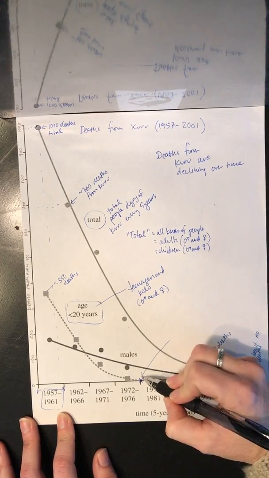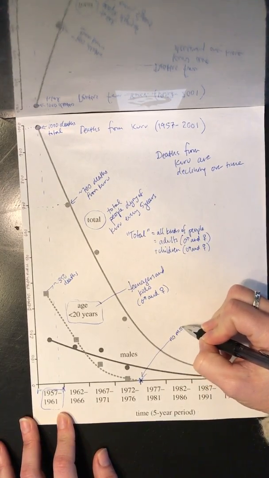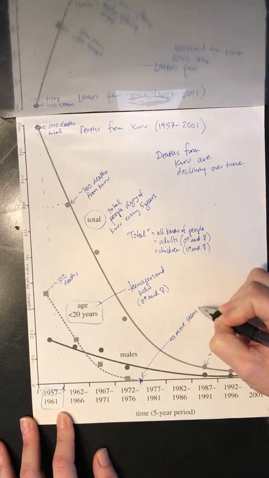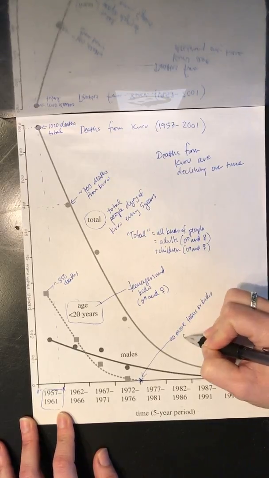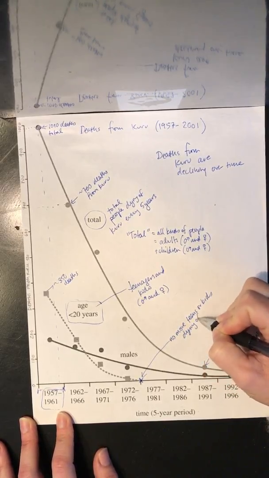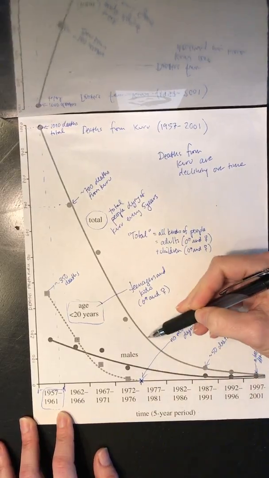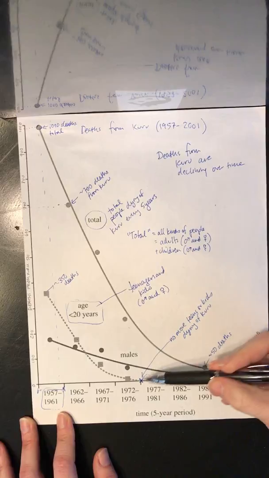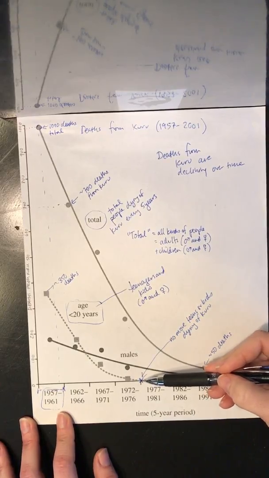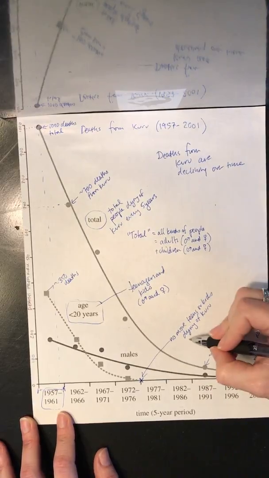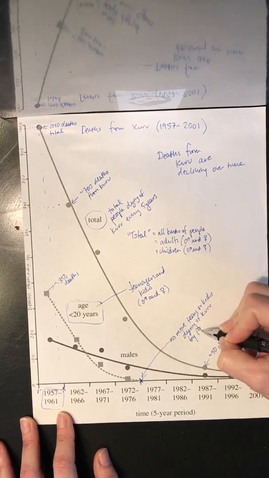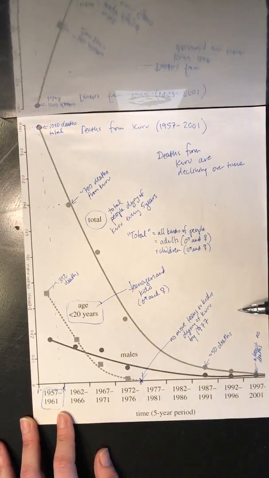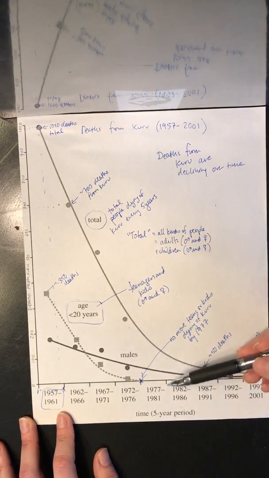That's when there are no more teens or kids dying of Kuru. Now, I know humans are still dying of Kuru all the way into the 90s, but there are no more kids dying of it as of about 1976. So that's an important thing for me to note. I'm going to say, just to be safe, by 1977, there are no more teenagers or children dying of Kuru. Okay, I'm going to set that aside for a second.